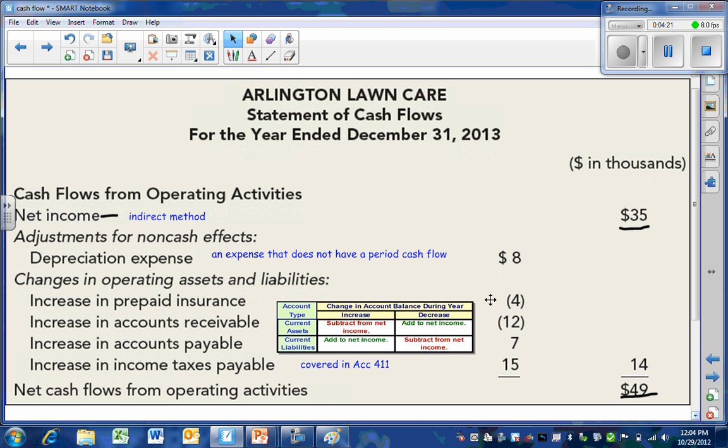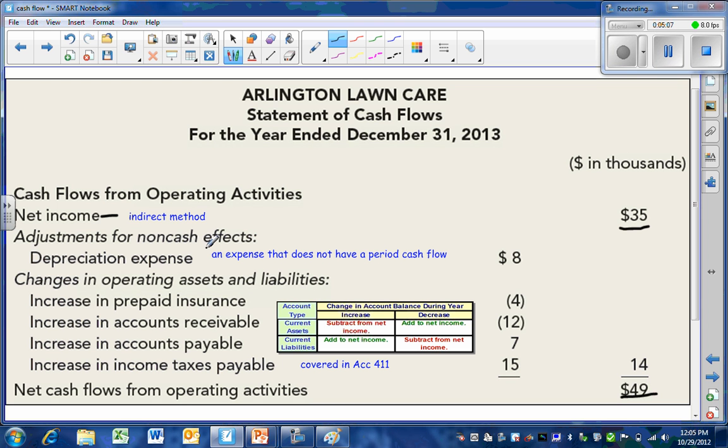So let's take a quick look at some of the items that are reported in the adjustment. We have depreciation expense. Depreciation expense, like certain other types of items reported on the income statement, does not have a period cash flow. Depreciation expense is the allocation of the cost to acquire an operational asset over its useful life. For the purposes of the statement of cash flow, the acquisition of that asset is an investing activity. The depreciation expense does not involve cash.